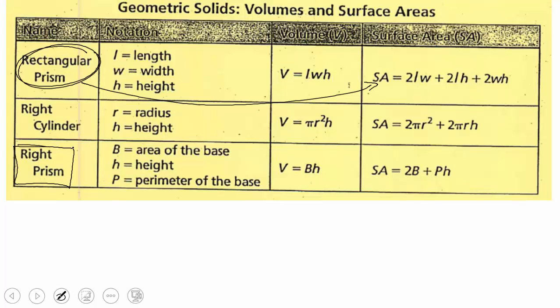This one right here, for a right prism, the one we talked about right here, 2 times the area of the base plus the perimeter times the height, that one works for every single prism. Doesn't matter what shape the base is, it works. So let's get used to it and let's use it.